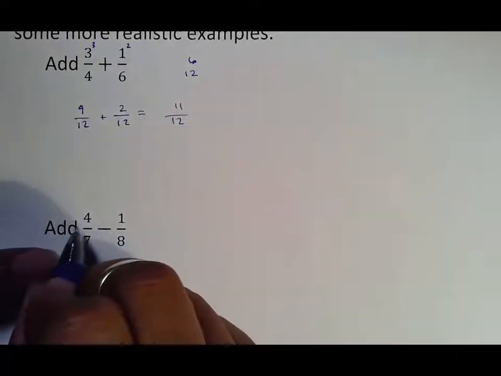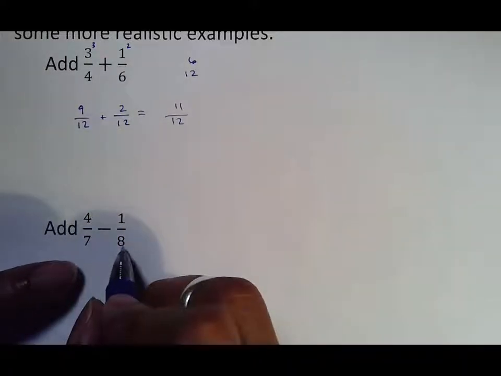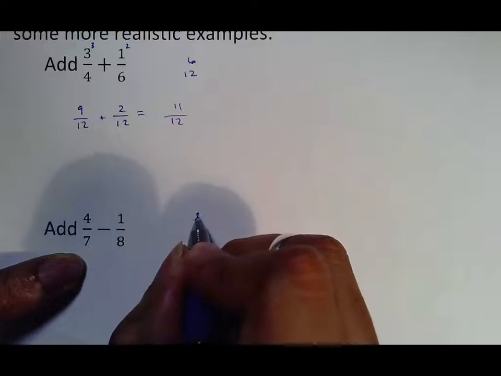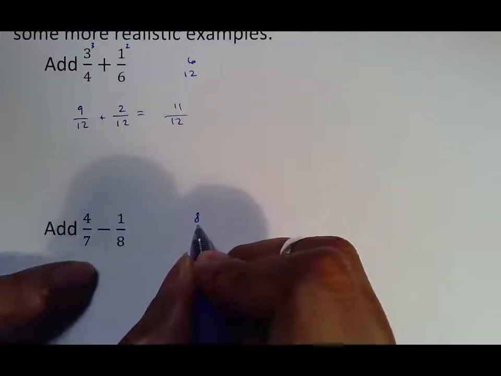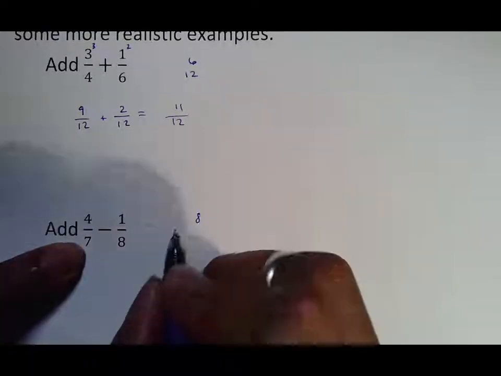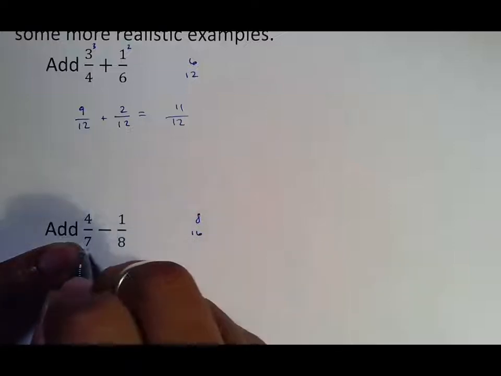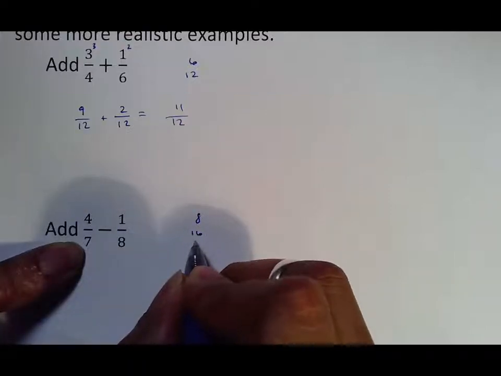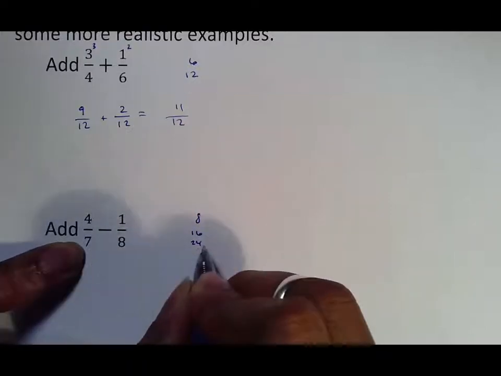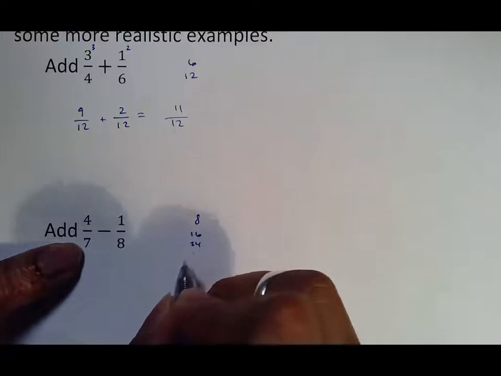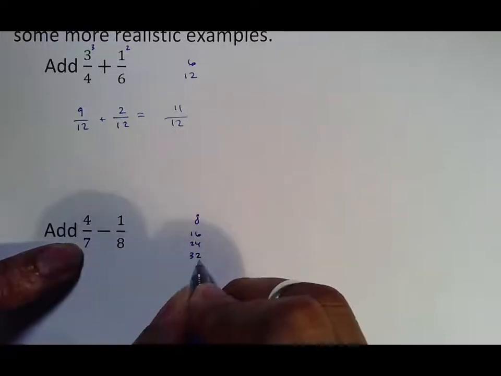If you're looking at 4/7 and 1/8, again, I would count by the bigger number. And you don't need to write it, but you need to keep it in your head. 7 is not going to 8. Well, 8 times 2 is 16. 7 doesn't go into 16. 8 times 3 is 24. 7 doesn't go into 24. 8 times 4 is 32. 7 doesn't go into 32.